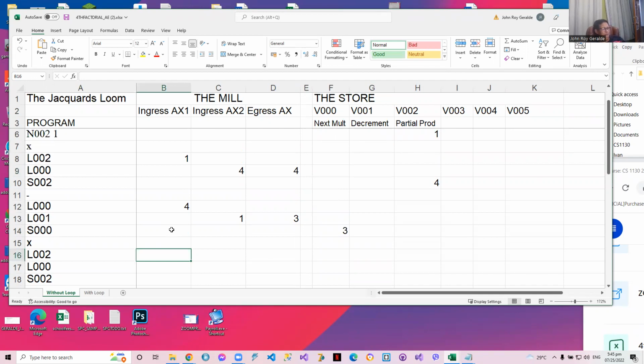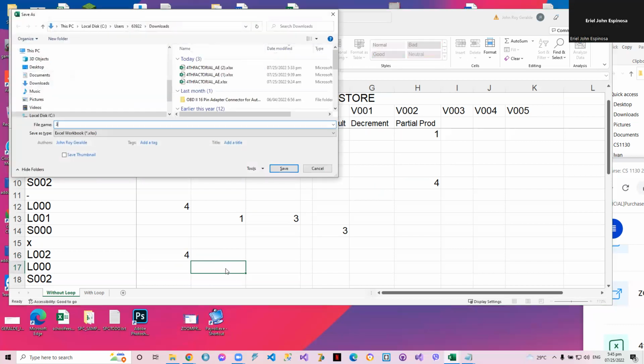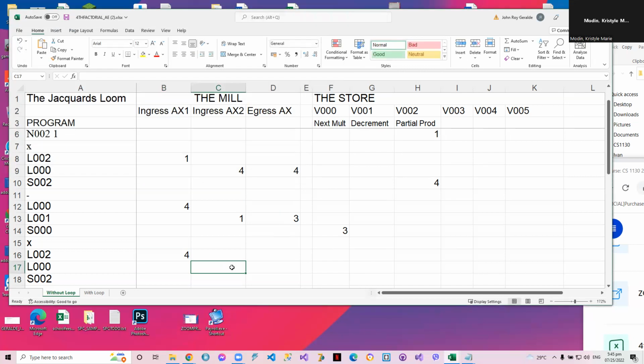What value is stored here? 1, sir. No. What's the value of the B002? 4, sir. 4 ito. Galing sa dito. No? It's from here. And then L000. What's the value of this? 3 po, sir. 3. That's good. No? 3. Why? Because it's from here.